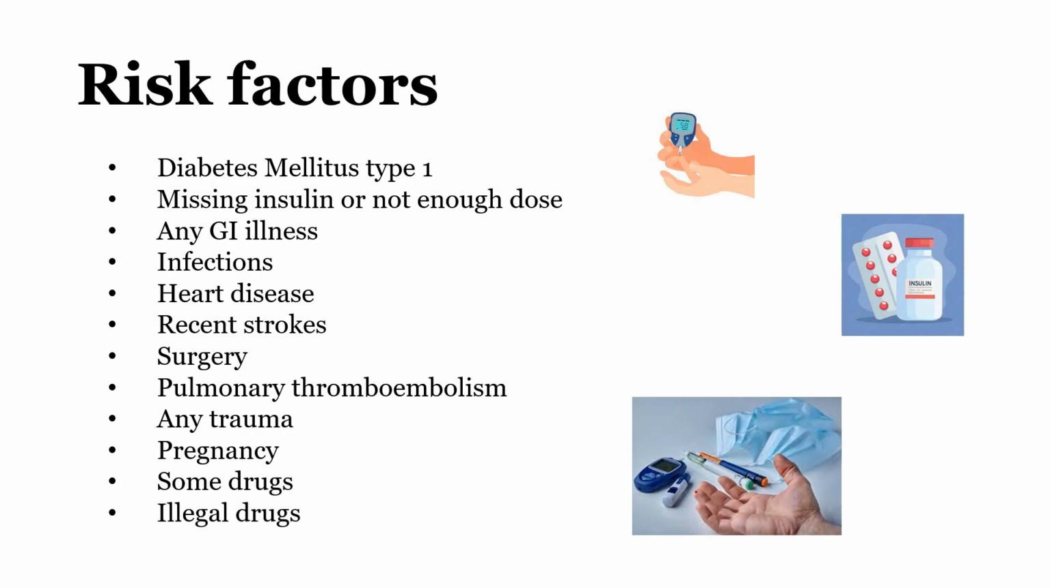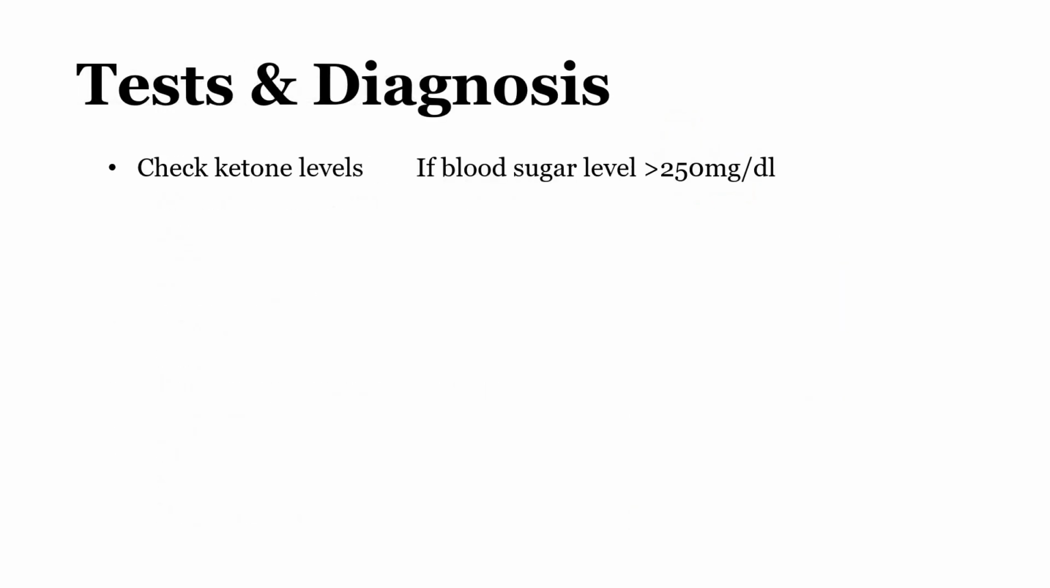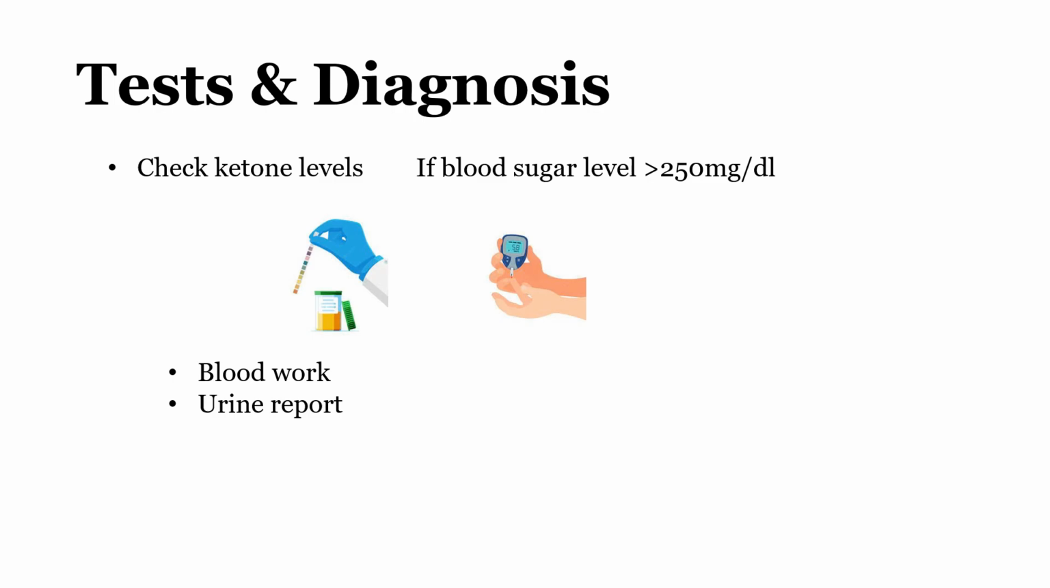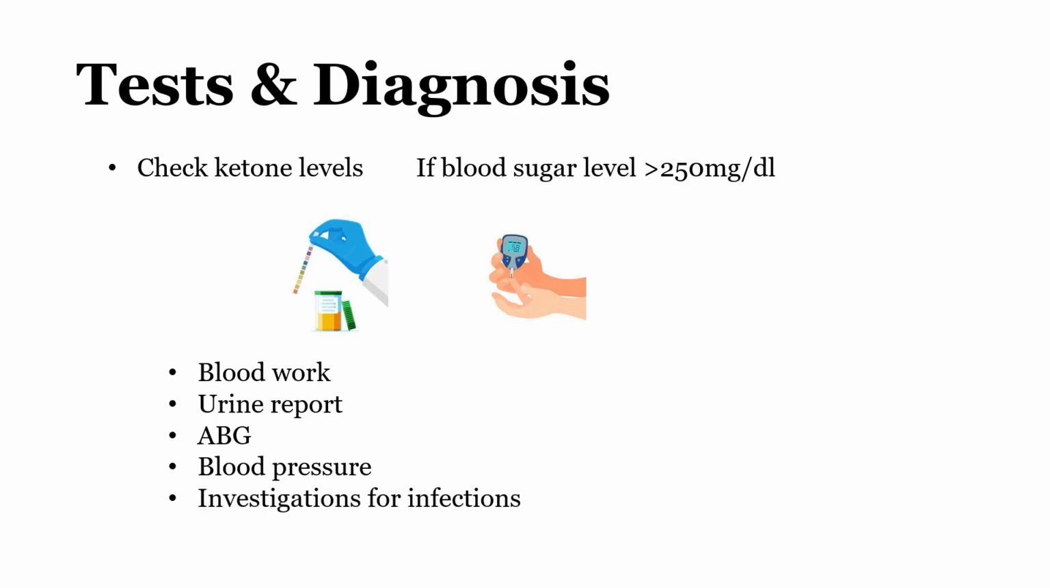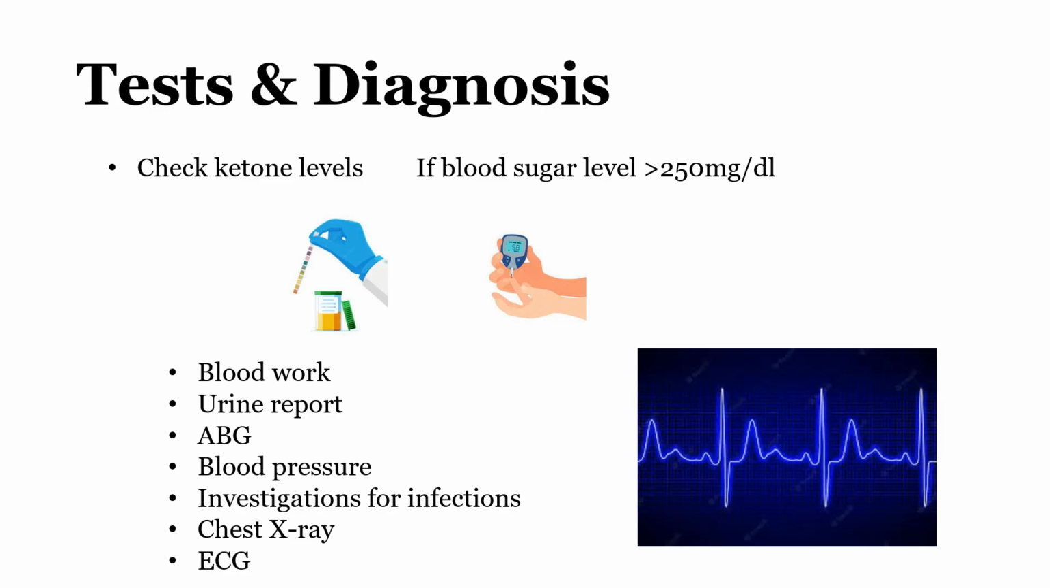Diagnosis and tests. Check your ketone levels. If your blood sugar level is over 250 mg per dL, or you have the symptoms that I have mentioned previously, you can use either urine test strips or a glucose meter. Your doctor can order the following investigations: blood work, metabolic panel and electrolytes, urine report, arterial blood gas analysis, blood pressure, investigations for infections as needed, chest X-ray, ECG.